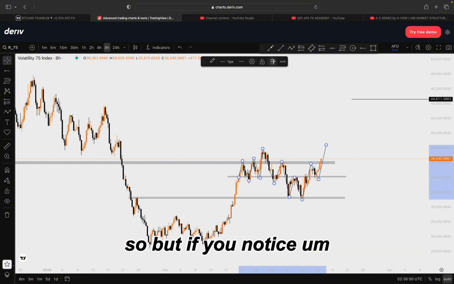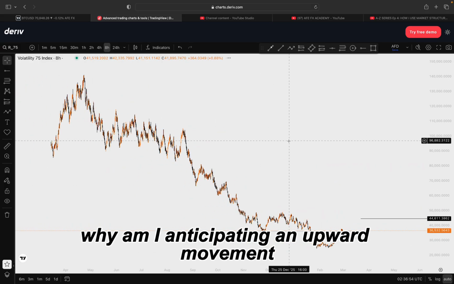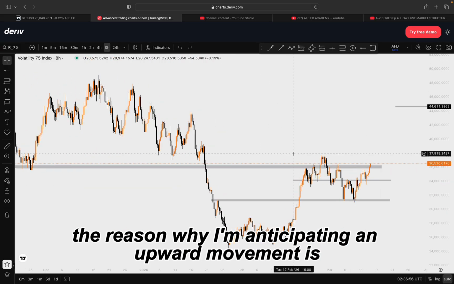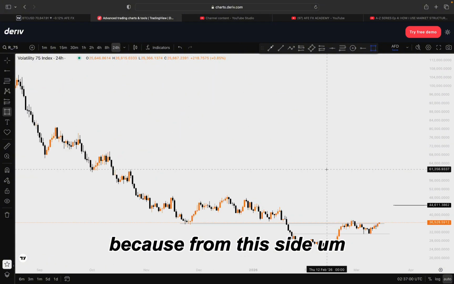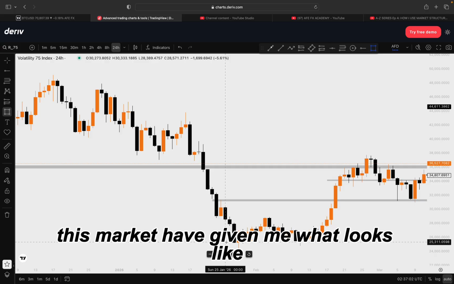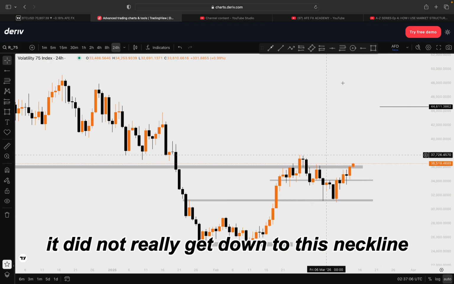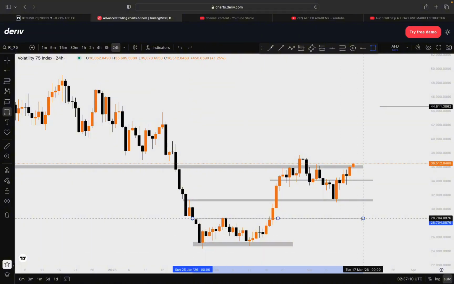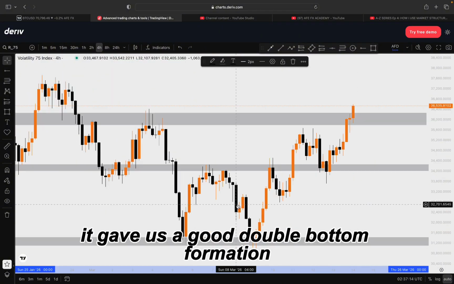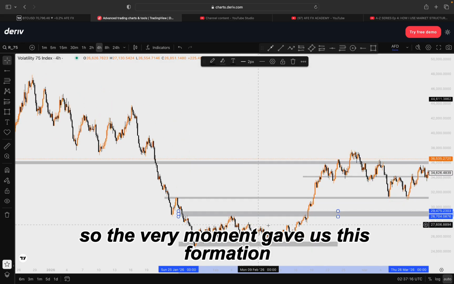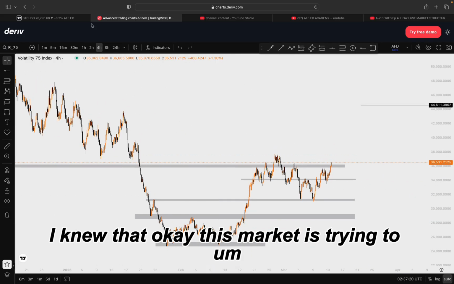But if you notice, maybe you might be like, but this trend is down, why am I anticipating an upward movement? The reason why I'm anticipating an upward movement is because from this side, these markets have given me what looks like a double bottom, though it did not really get down to this neckline to bounce back, but it gave us a good double bottom formation. So the very moment it gave us the formation, I knew that okay, this market is trying to start.